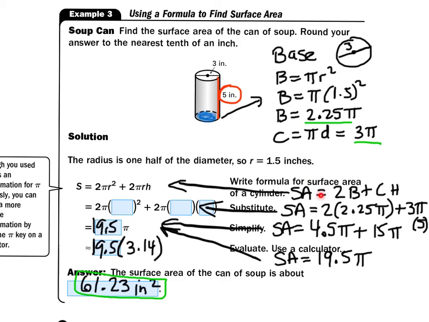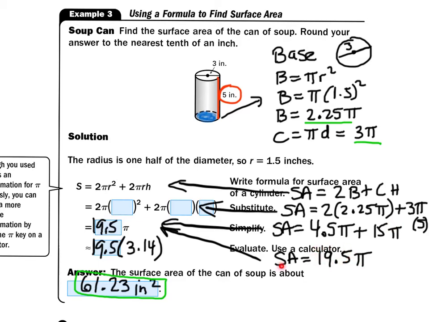And now we're going to get the surface area. So the surface area equals 2 times the base area plus the circumference times the height of the cylinder. So plug in what you know. So the surface area equals 2 times 2.25 pi, that's the base area, plus the circumference, 3 pi, times the height of the cylinder. And over here you can see the height, it's 5. And so now I multiply. 2 times 2.25 is just 4.5, and bring down the pi. And then 3 times 5 is 15, and bring down the pi. So 4.5 pi plus 15 pi is 19.5 pi.